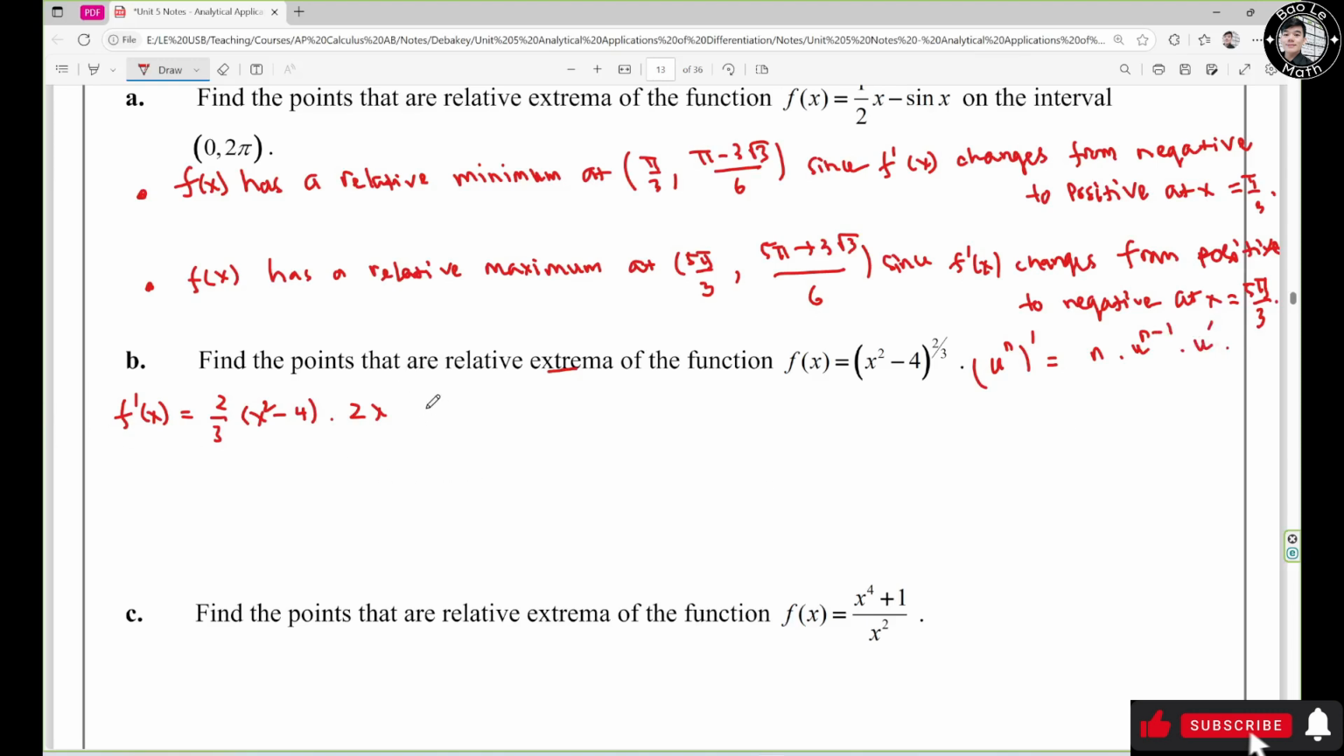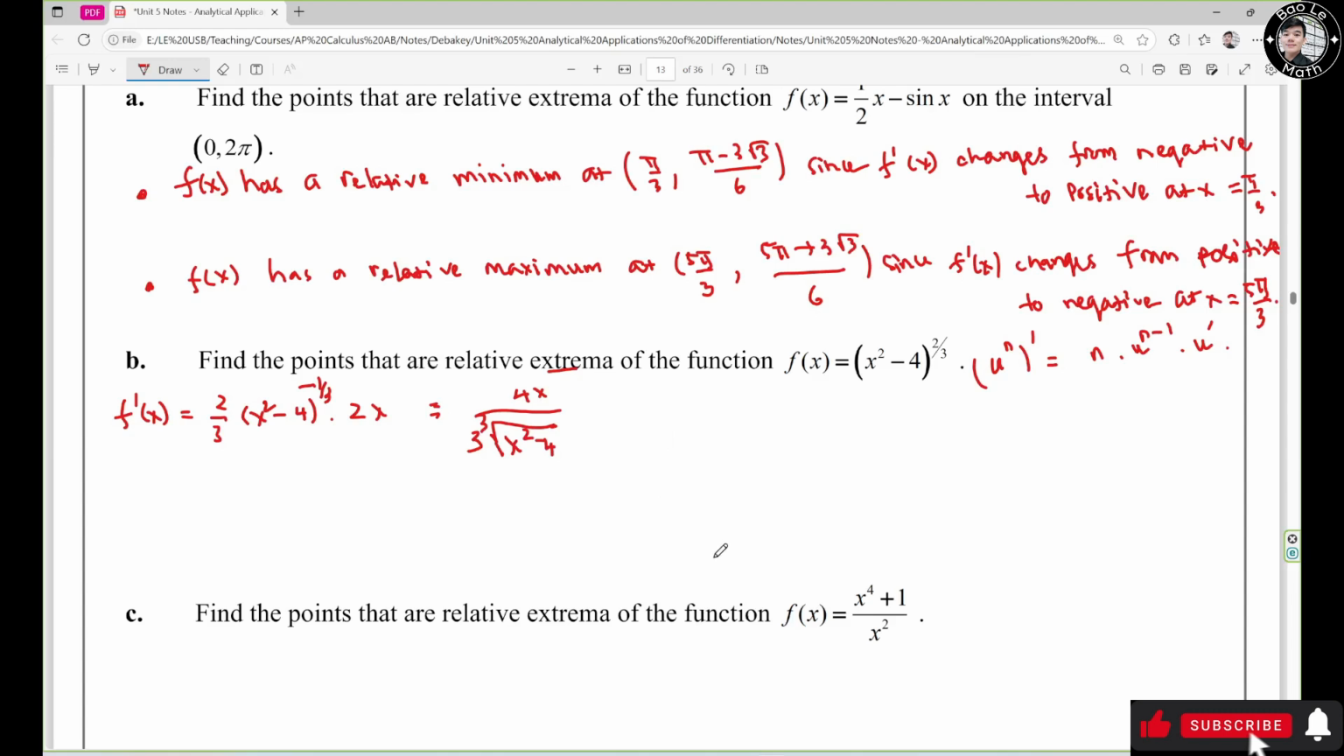So I'm going to simplify this. 2/3 subtract 1 is going to be negative 1/3. So this turns out to be 4s over 3. I bring this one down to the bottom. It turns out to be the cube root of s squared minus 4.